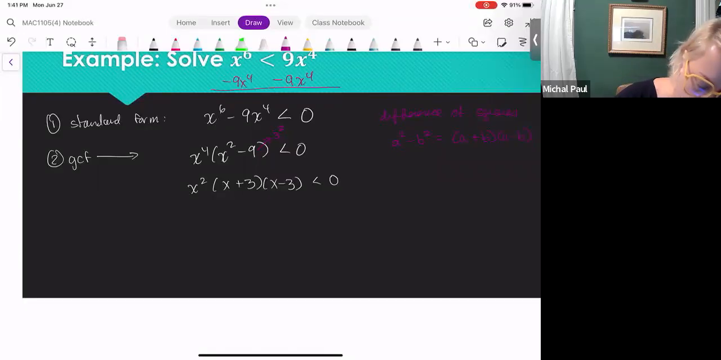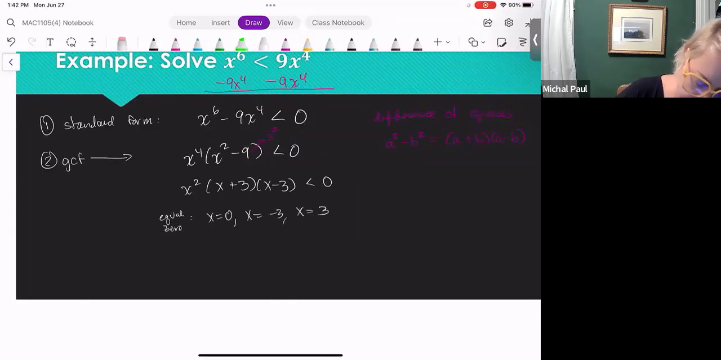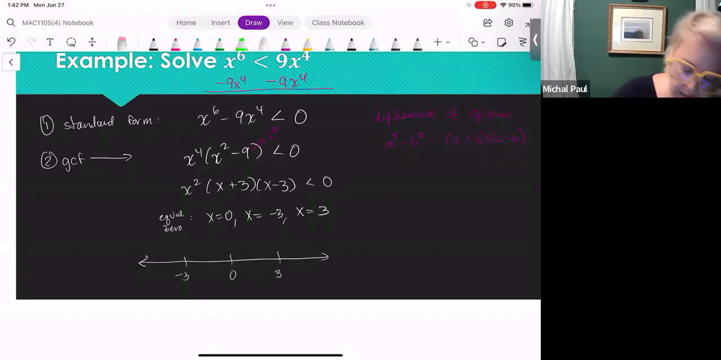So from this, I get that my dividing points are my zeros. That happens when x equals 0, x equals -3, or x equals +3. I can put those onto a number line, and I can test a point from each region. You can also graph it, which we'll do next.